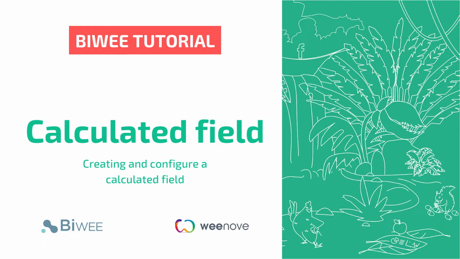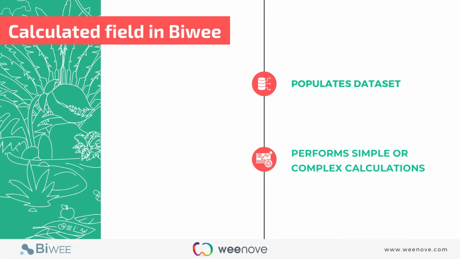In this video, you will see how to create and configure a calculated field. A calculated field is a new field that populates your dataset. They allow us to make simple calculations like additions, multiplications, divisions, but also complex computations with many functions.